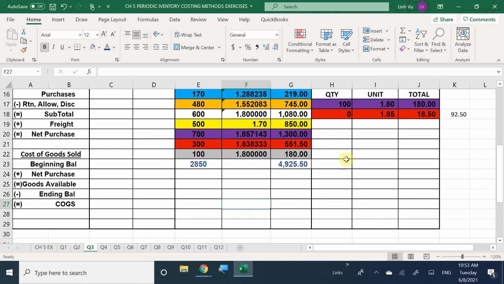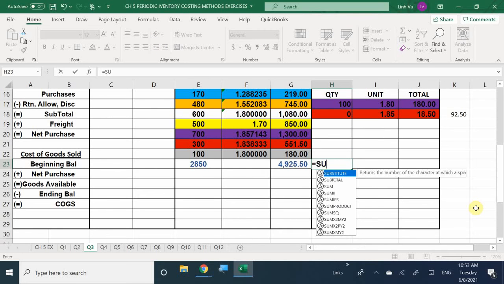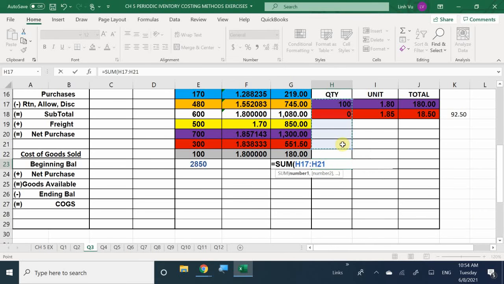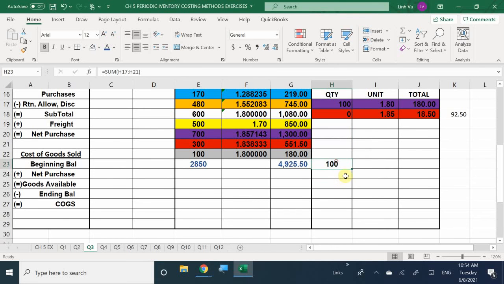All right. I'm also going to tally up my total returns and allowances. What was my total returns and allowances? 100. In my quantity, I have 100. And my total cost here, $198.50. This one I'm going to leave exactly how it is. Okay. These are my total costs here.